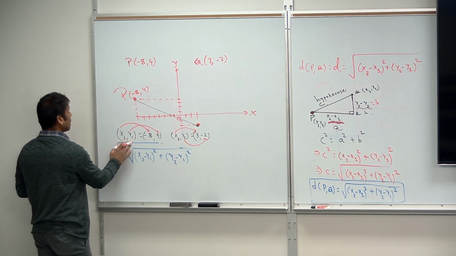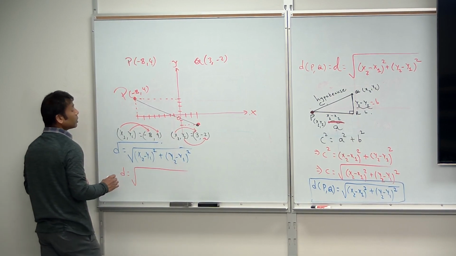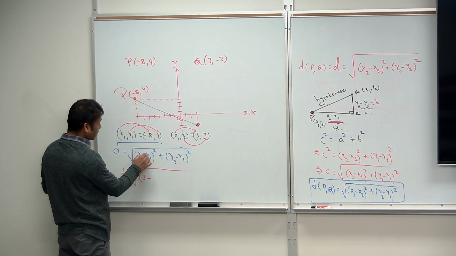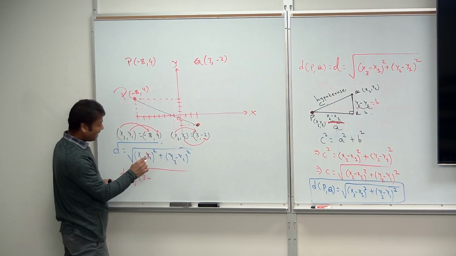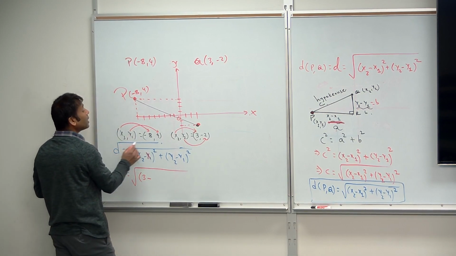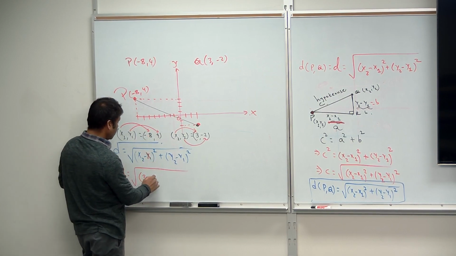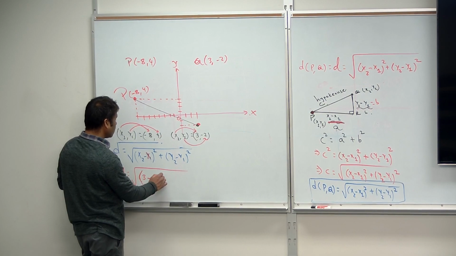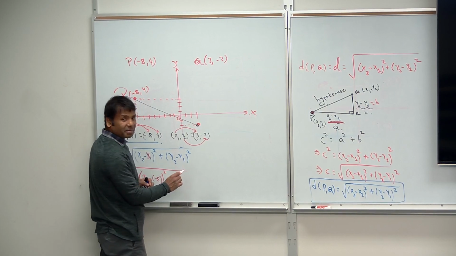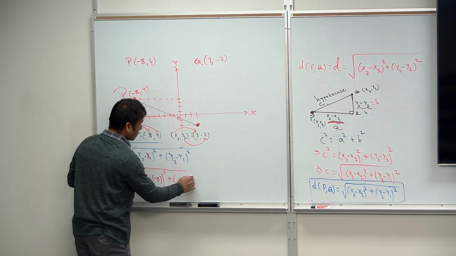Now let us plug in the values. This is x2 minus x1, squared, plus y2 minus y1, squared. So x2 is 3 minus, what is the value of x1? Negative 8. So this is squared, plus, what is y2? Negative 2, minus, what is your y1? 4, squared.